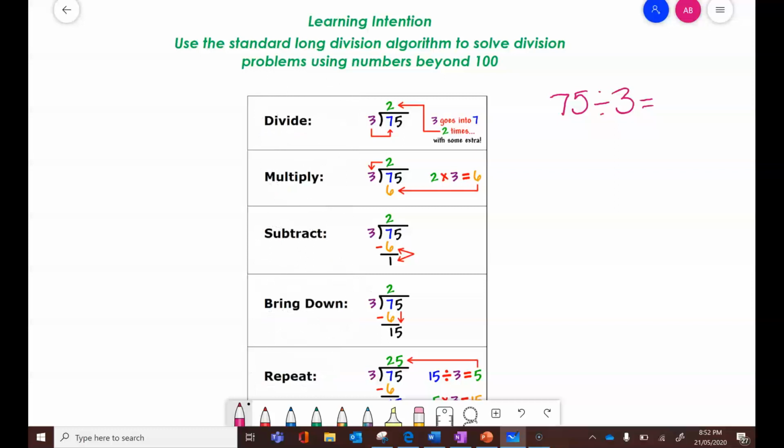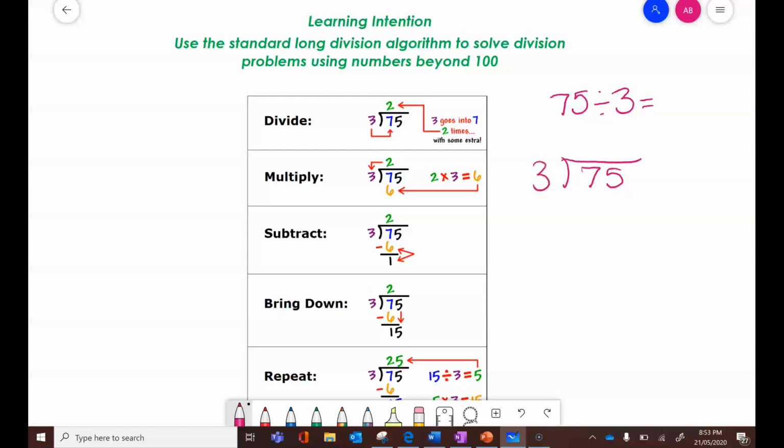If I want to divide 75 by 3, so I've got 75 lollies, I'm going to divide them into 3 groups. 3 lucky people will get some of my lollies. I have to write this down in the division algorithm way. So to start off, we do a little funny shape like this. And inside that shape, we put our dividend, how many we have. We have 75. On the outside, we put how many groups we want to split them into.